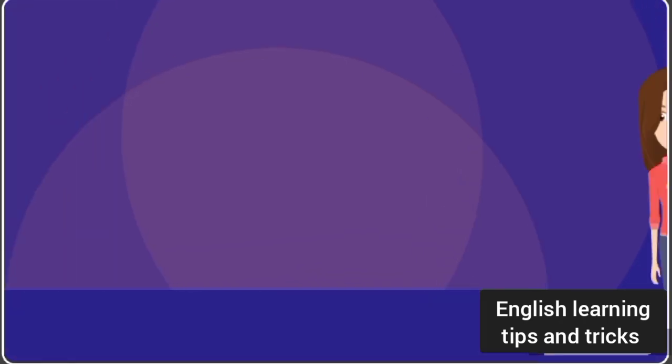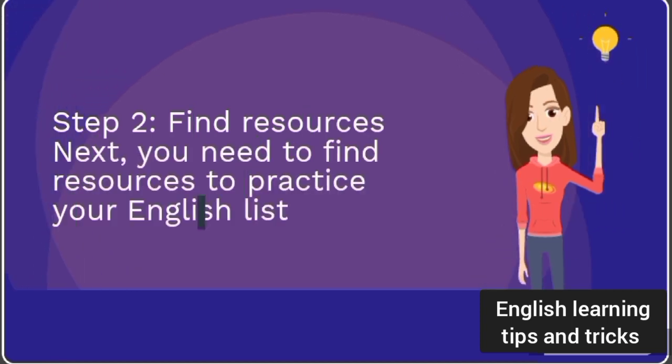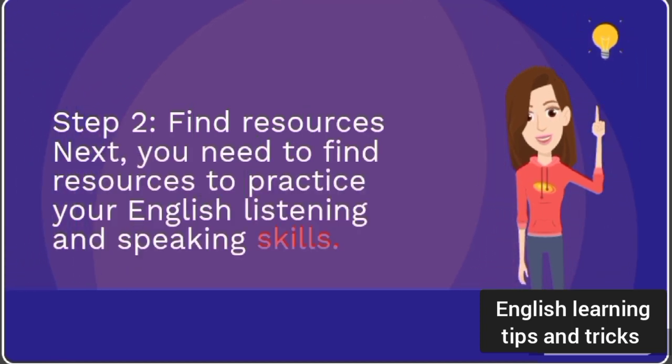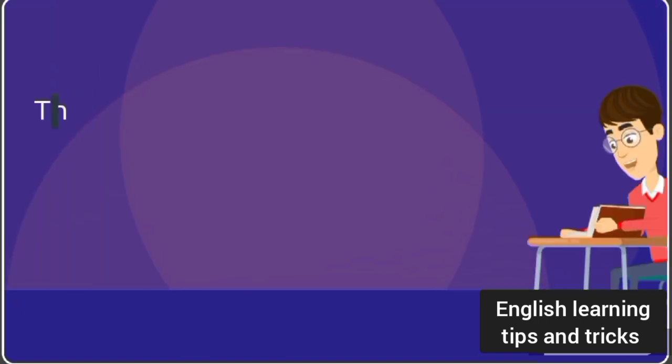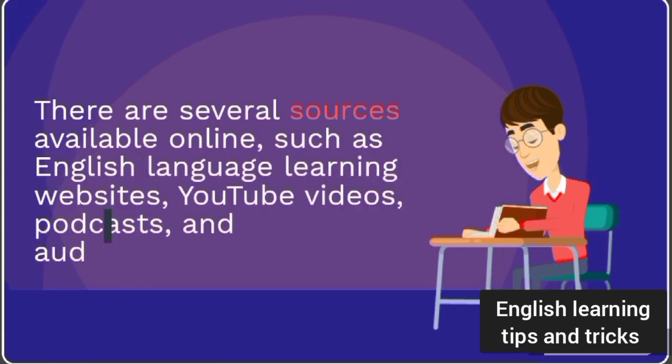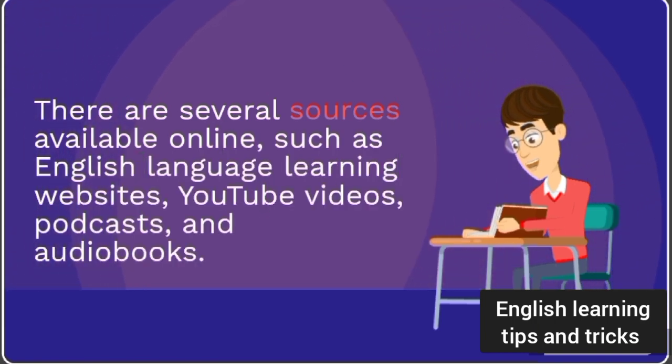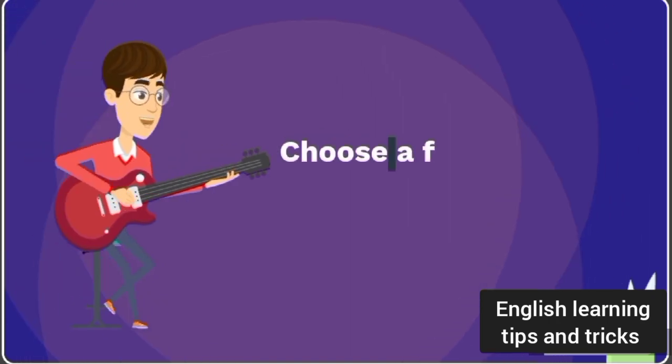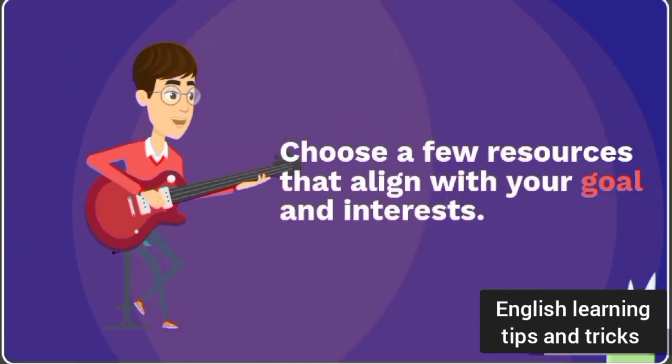Step 2. Find resources. Next, you need to find resources to practice your English listening and speaking skills. There are several sources available online, such as English language learning websites, YouTube videos, podcasts, and audiobooks. Choose a few resources that align with your goal and interests.